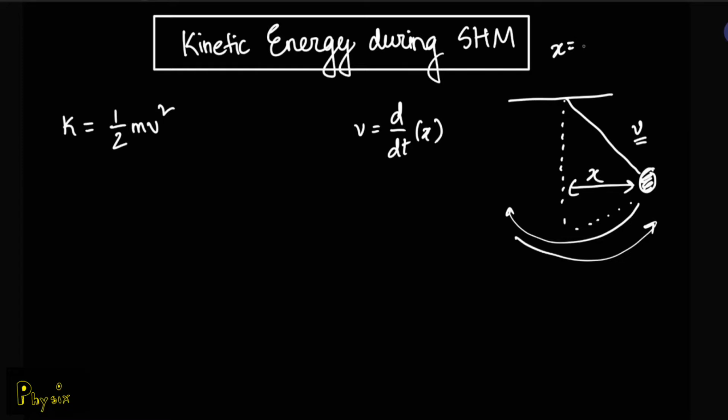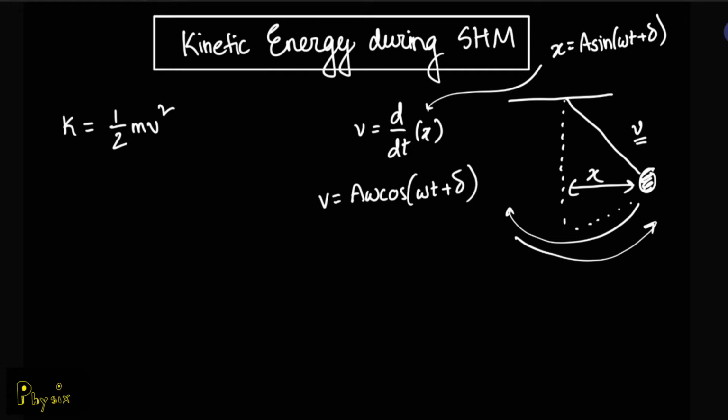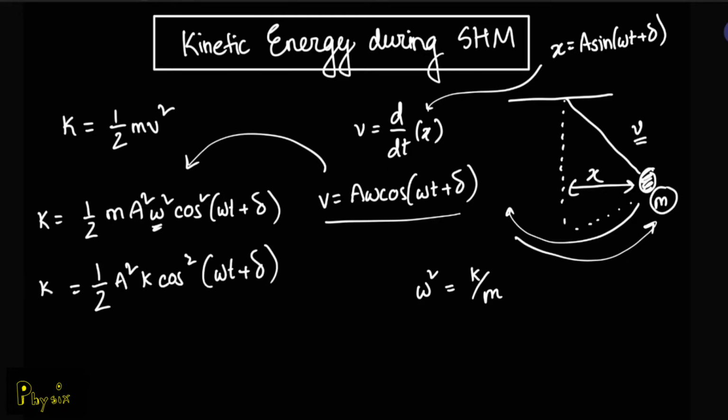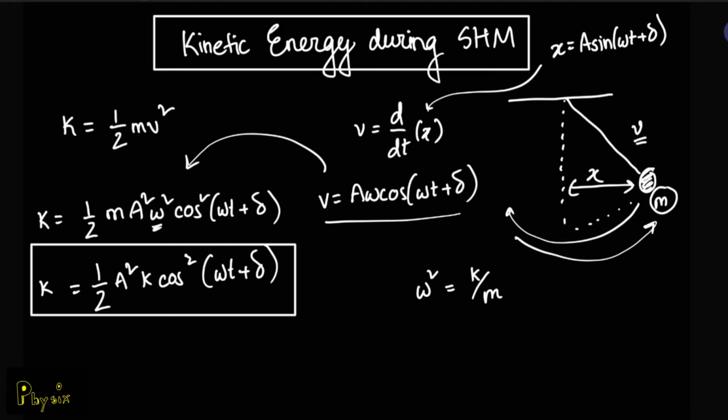And we know that x = A sin(ωt + φ), right? If we input this over here, we get that velocity is equal to Aω cos(ωt + φ), and we can put this into the kinetic energy, so the kinetic energy is half m A squared ω squared cos squared(ωt + φ). And we know that ω squared is equal to k over m, where m is of course the mass of the bob. Now we can input this value of k over m, and we come up with half A squared k cos squared(ωt + φ). And this is the equation for the kinetic energy of any system in simple harmonic motion.